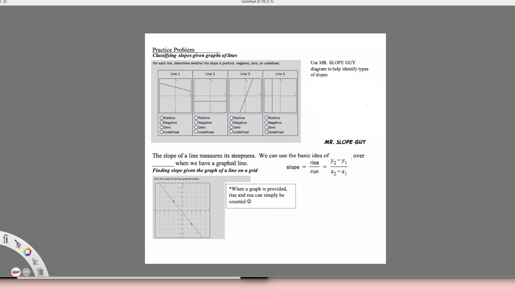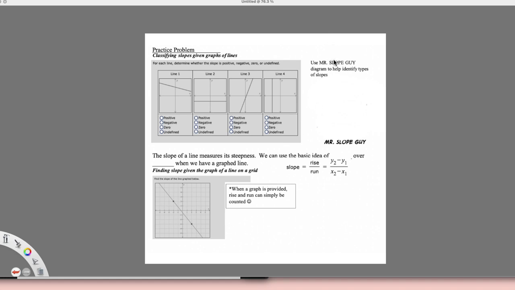Alrighty, so in this video we're going to start talking about slopes. First we're going to just look at classifying a slope. Is it negative, is it positive, is it zero, is it undefined? These are all ways to classify a slope. And then we're going to look at how to calculate a slope.